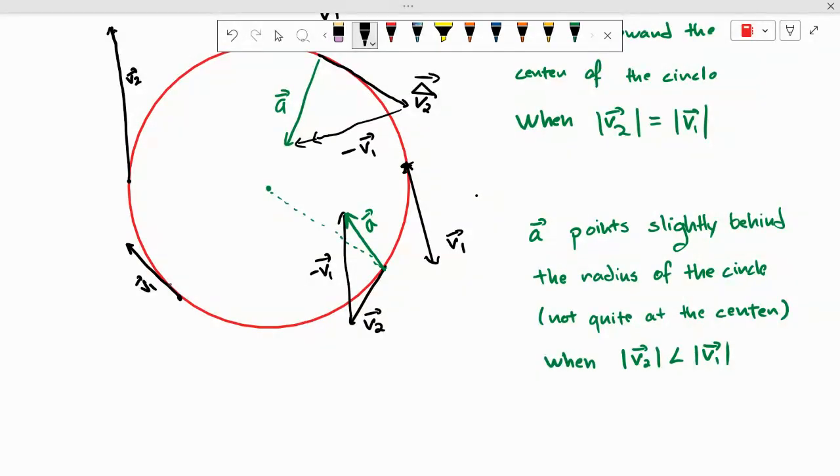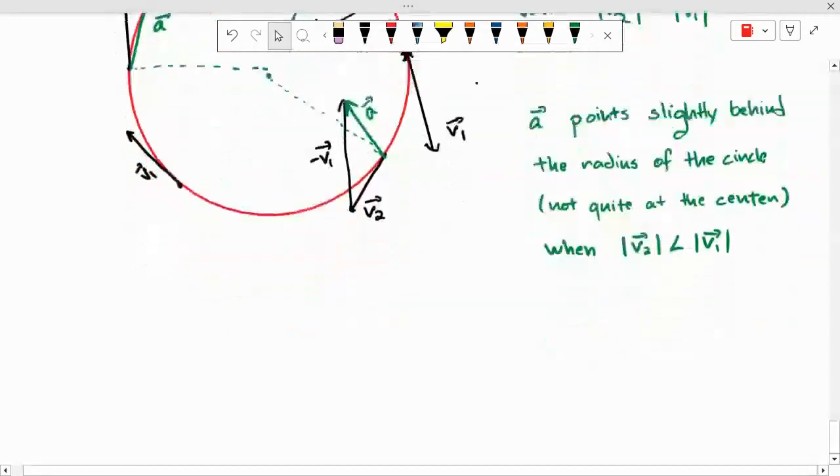Okay, so if we do this minus V1 here, we will have A in this direction, which means that we will be far ahead of the normal. It's not necessarily tangential to the circle. It just happened to be that way. I'll make a note about that.